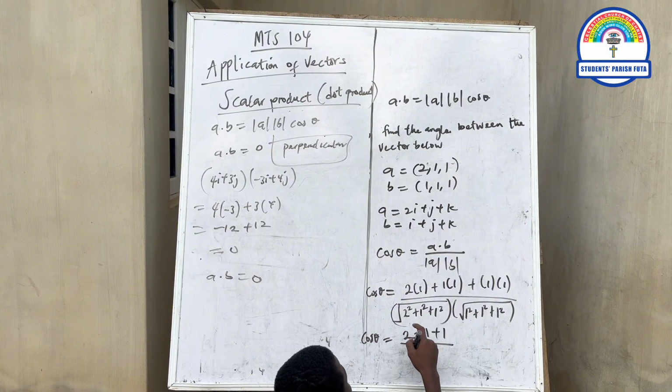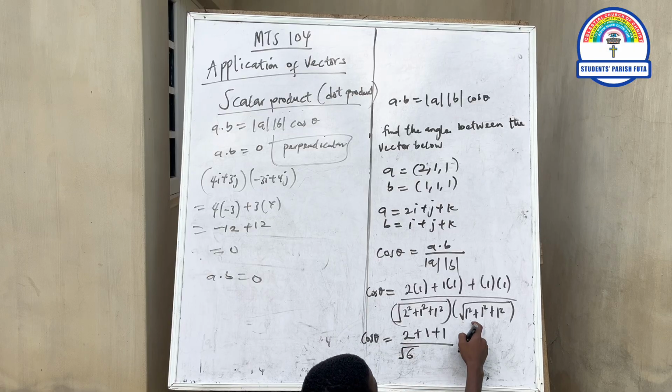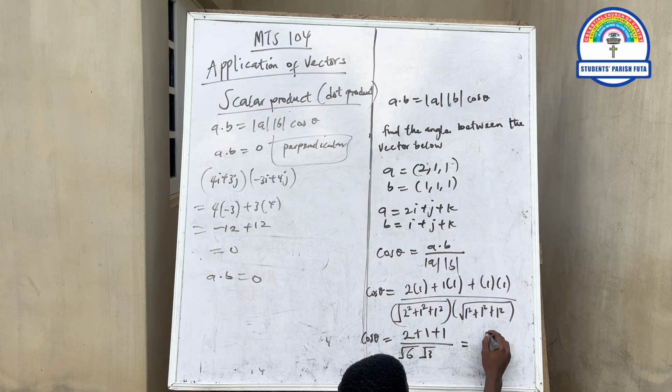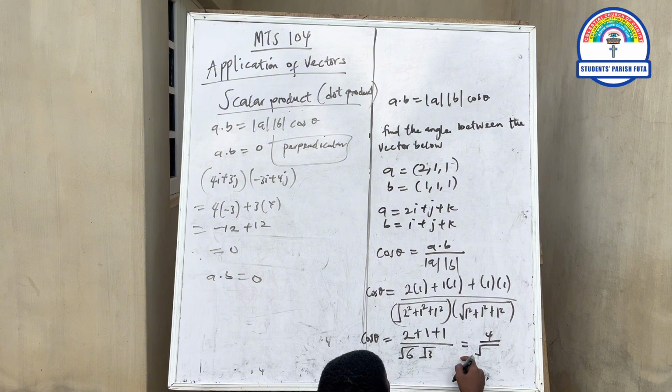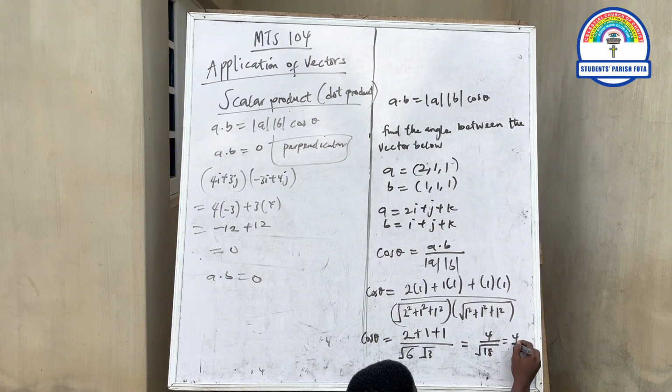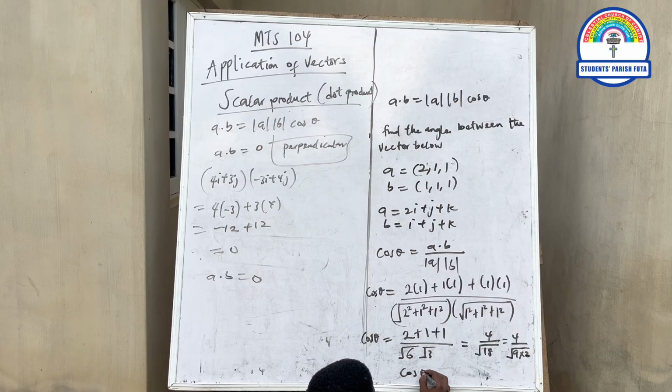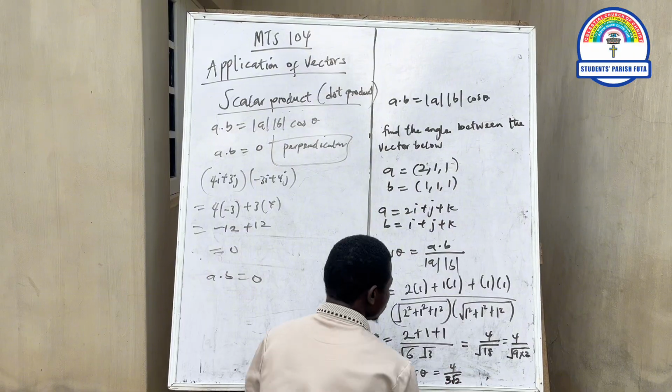So 2 square is 4 plus 1, 5, 5 plus 1, that should be 6. Square root 6. 1 plus 1 plus 1, that should be square root 3. So you should have 4 over square root of 18. And square root of 18 is square root 9 times 2. So cos theta should be 4 over 3 root 2.